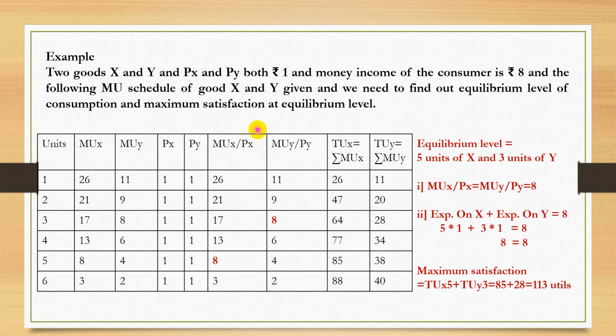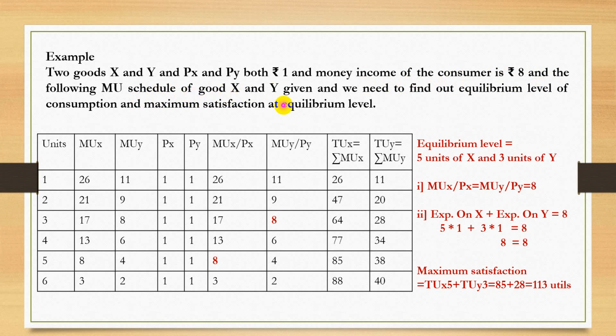Suppose a consumer wants to purchase 2 goods X and Y, and the prices of X and Y are given, that is Px and Py, both rupee 1, and the money income of the consumer is rupees 8, and also the marginal utility schedule of MUx and MUy is given.